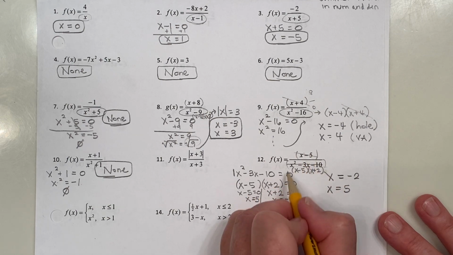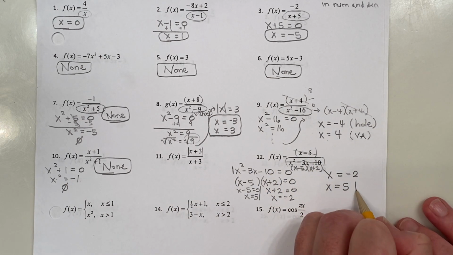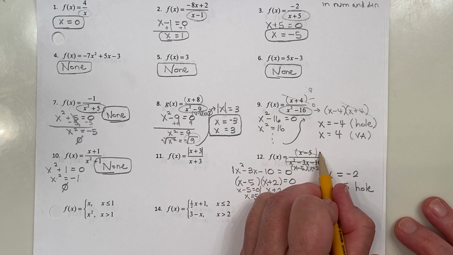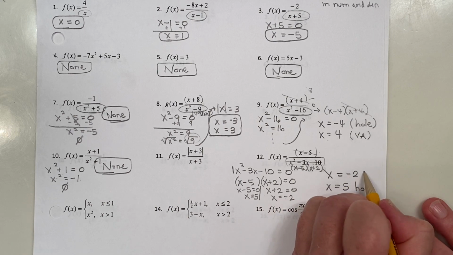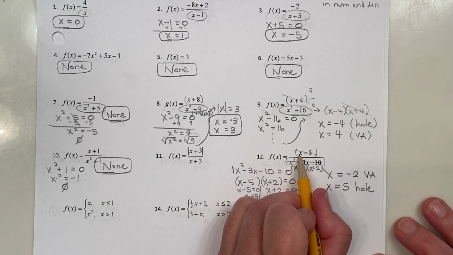Notice that in the numerator, x minus 5 will cancel with that common factor down there. So at x equals 5, we have a hole. Now, x plus 2 doesn't have a common factor, so the solution is actually going to produce a vertical asymptote. And again, you could try plugging in -2 for x.